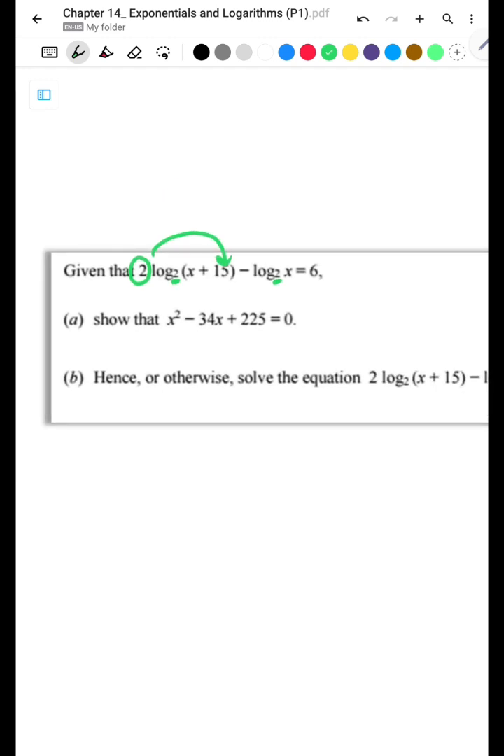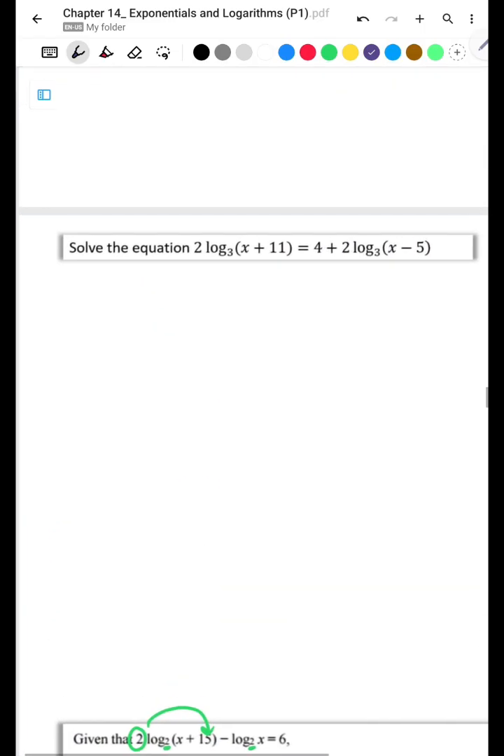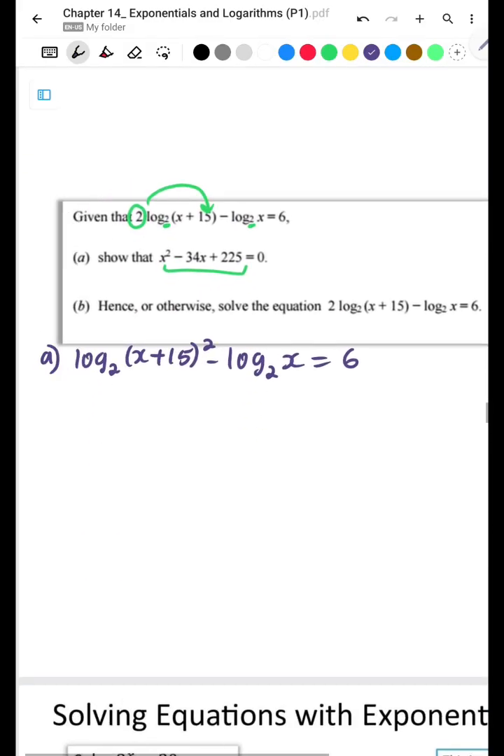So now, show that this, I know that I need to simplify. I need to turn my logarithm into a simple equation. So now, log base 2 of x plus 15 to the power of 2, minus log base 2 of x, is equal to 6. Law of logarithms implies that log base 2 of x plus 15 squared divided by x is equal to 6.